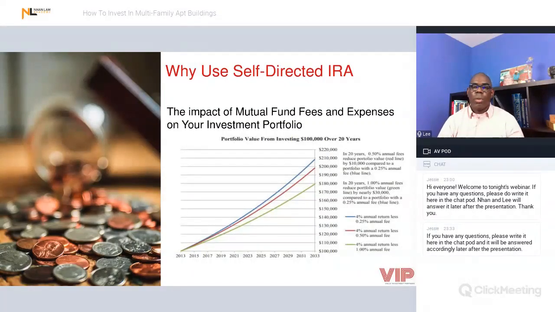And this is with a very conservative annual return of 4%. That's big money, $30,000 that eventually is not able to grow for you because you paid that money in fees. That's one of the reasons why I'm very bullish on using a self-directed IRA. I'm going to bet on myself and on my ability to make these types of investment decisions, and that's why we move forward there.